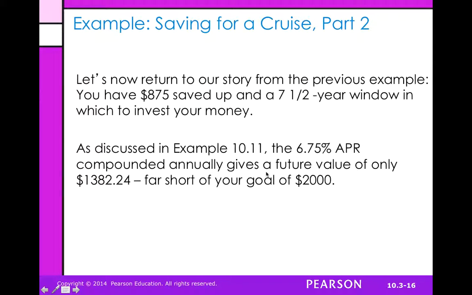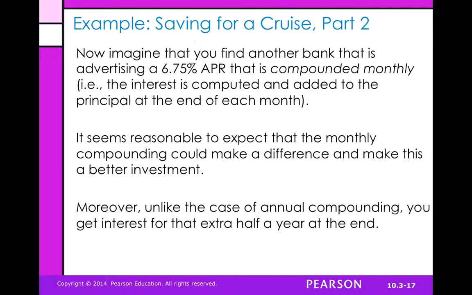So let's now return to our story from the previous example. $875 you have to invest, 7.5-year window in which to invest your money. As we discussed in the previous example, the 6.75% APR compounded annually doesn't get you where you want to go. And by the way, if you can find a certificate of deposit that would pay you 6.75%, please let me know. This is like 10 times larger than you'll find right now in the current market. This is extremely good right now. Nobody will pay you this. But anyway, we'll take the number as just a part of this toy example.